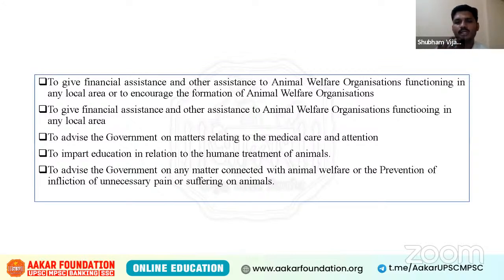So the main role is to provide humane treatment to the animals. Okay, then to advise the government on any matter which is connected to animal welfare, they have the power. They can advise the central government.